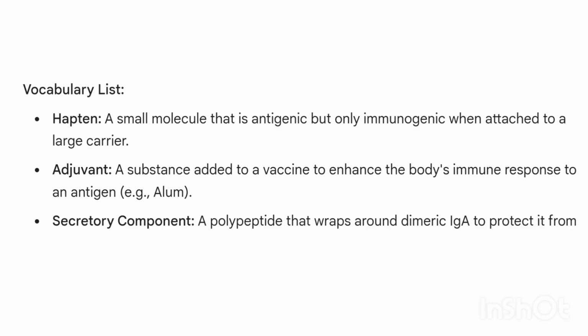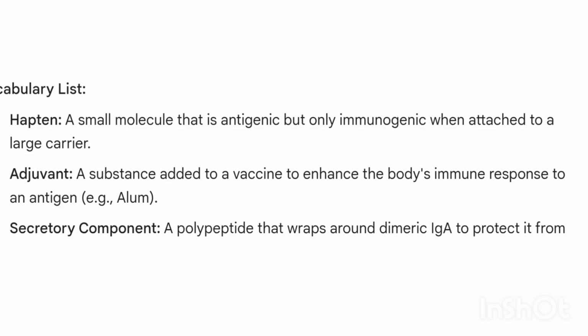Next, adjuvants. Adjuvants are substances added to a vaccine to enhance the body's immune response to an antigen. An example for adjuvants is alum, aluminum potassium sulfate.